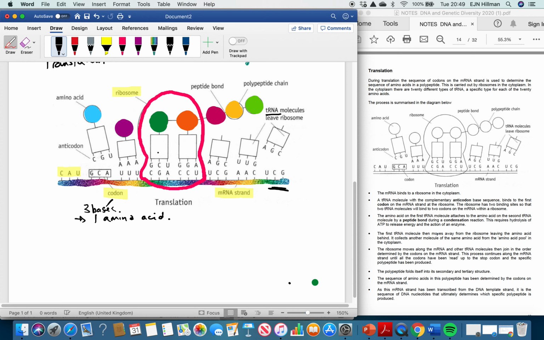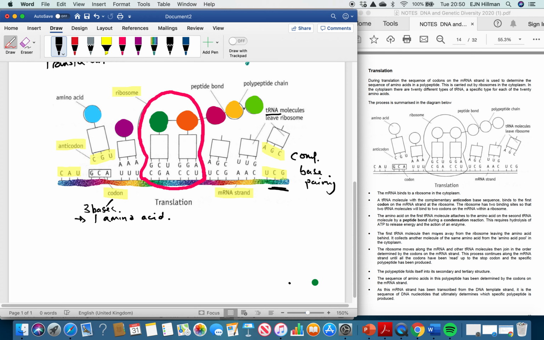Now those tRNA molecules, they have anticodons. Okay, those anticodons, where we can see this codon here is complementary to this anticodon here. This codon is complementary to this anticodon. So those complementary base pairing again. So complementary base pairing between the codons on mRNA and the anticodons on tRNA. 2 of those tRNAs can enter the ribosome, and they carry with them an amino acid bound to that amino acid binding site.